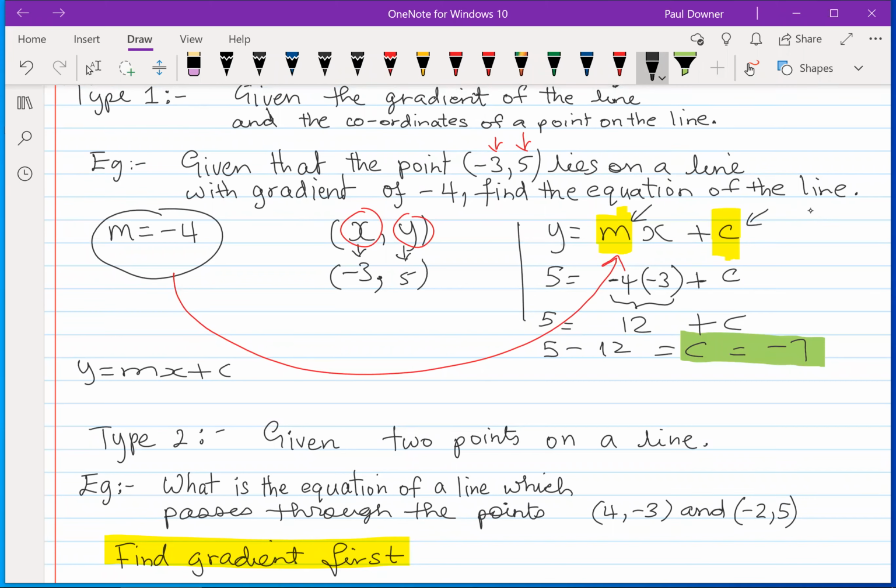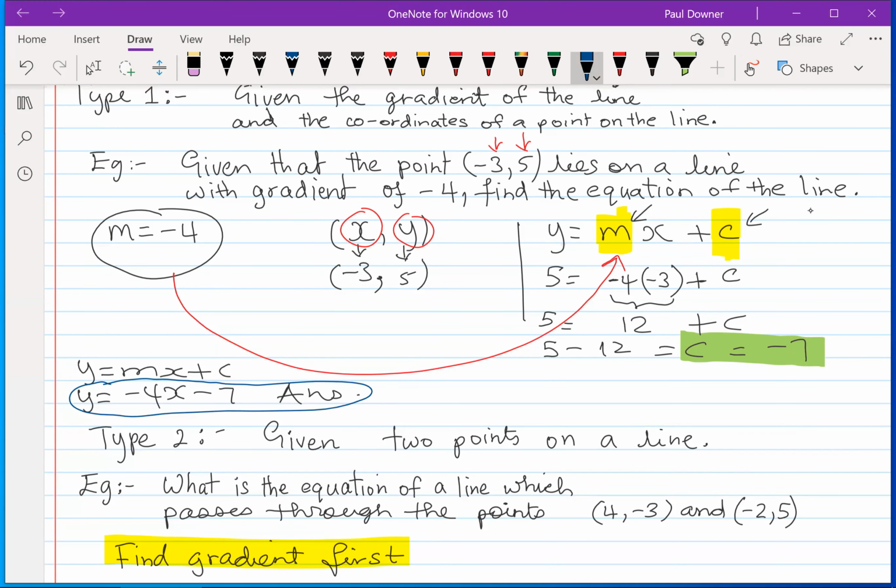Which we have done. We could now write the equation of the line as y equals m, which was given to us as minus 4, times x plus c, and c is minus 7. So it'd be plus minus 7 or simply minus 7. And this is the answer that they wanted, right? They wanted to know what was the equation of the line. So this here is the answer that they wanted.